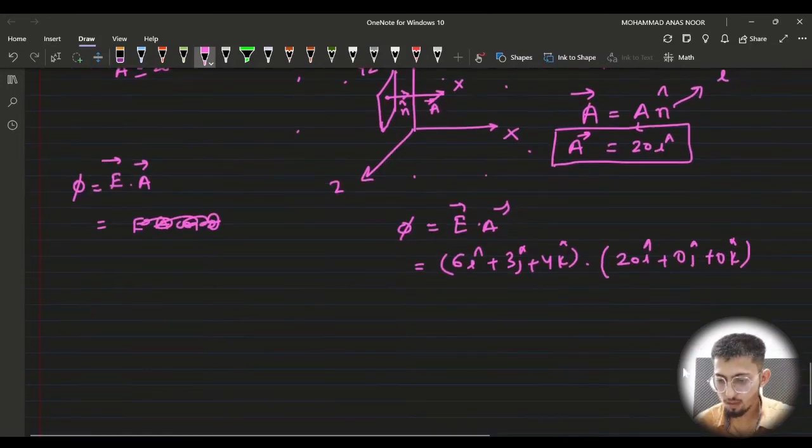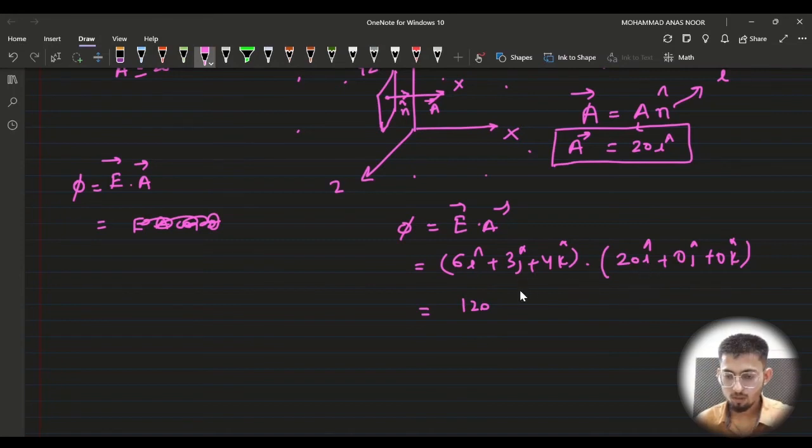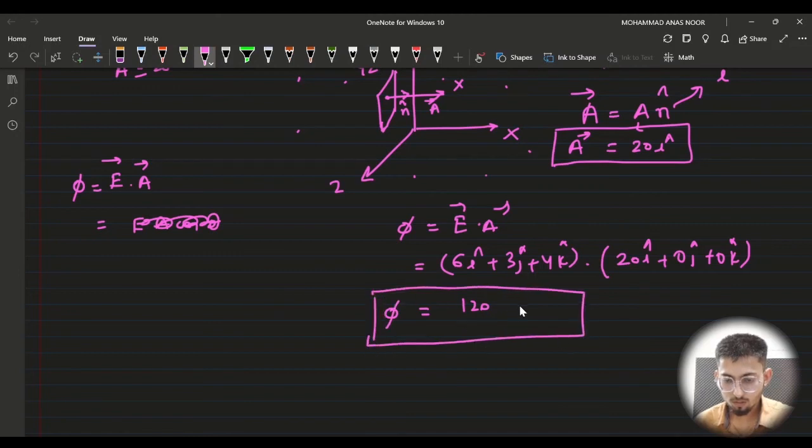Then multiply it, so 6 times 20 is 120. I cap will be gone in the dot product, and here it is all 0, so just this component will be there. E dot A is 120, in Newton meter square per coulomb. Let's just find the dot product, nothing else.